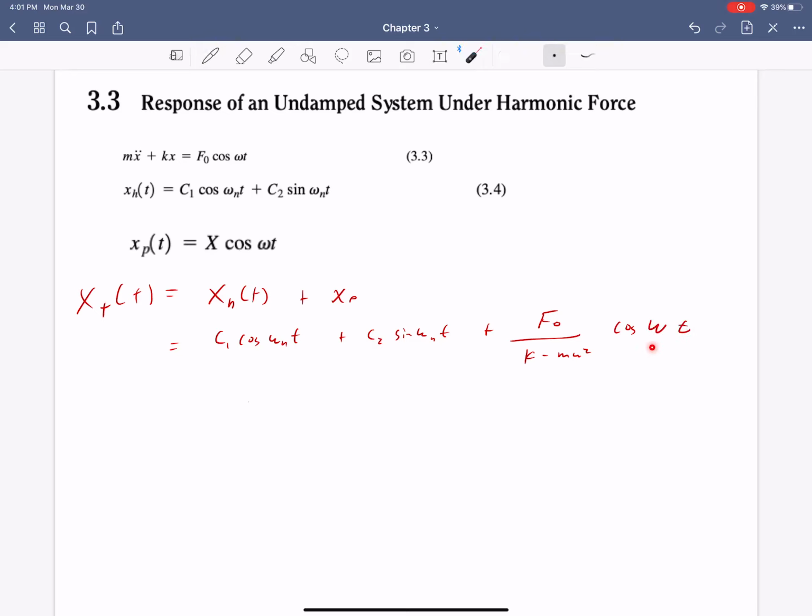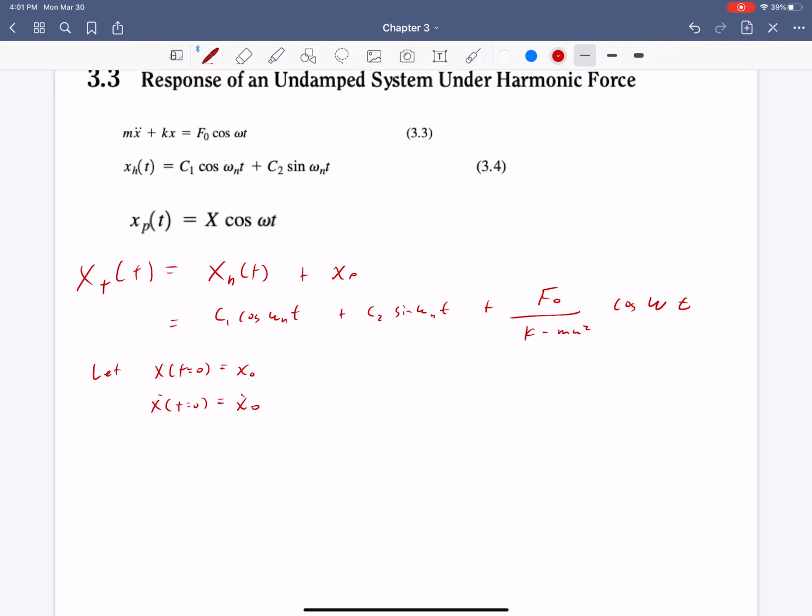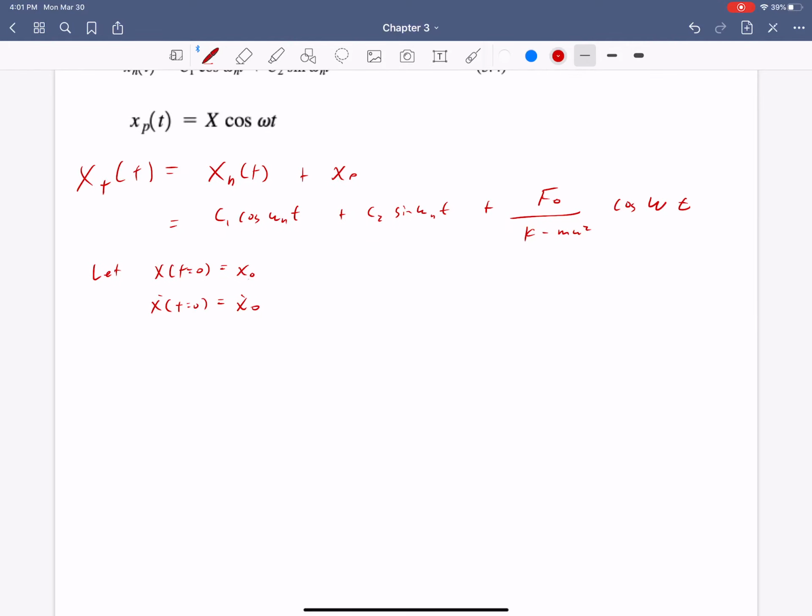Once again, this is omega. It's not omega n or omega d, it's omega. And we're going to let x at t equals 0 be equal to x naught, and x dot of t at 0 equal to x dot naught. And this is the total. Okay, so let's plug those in.